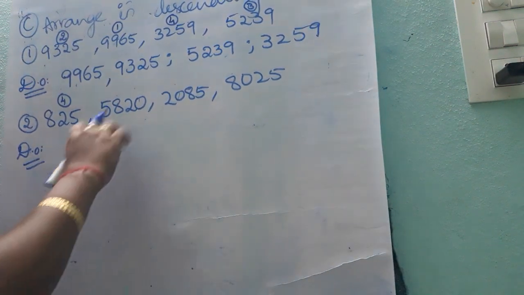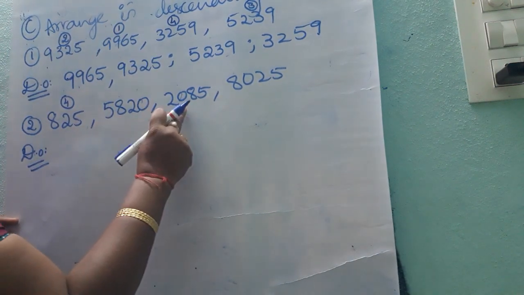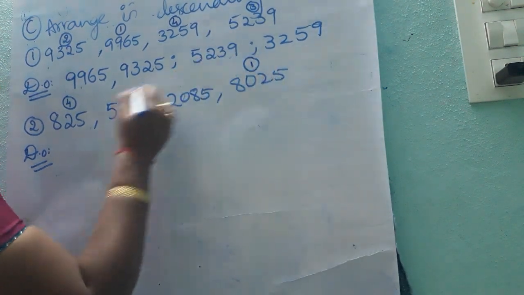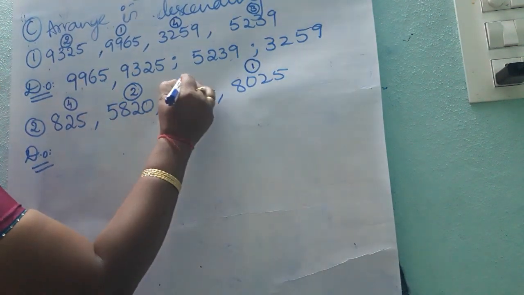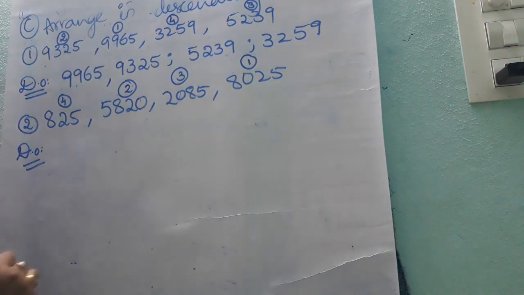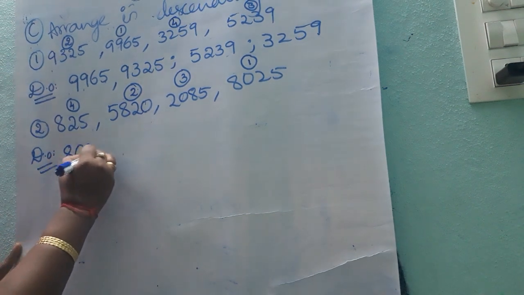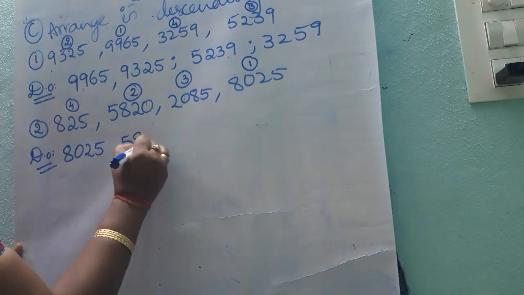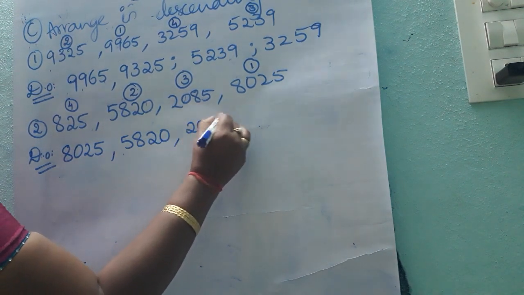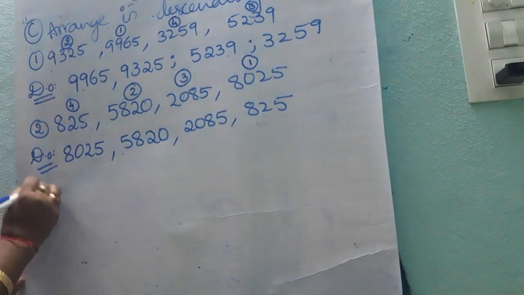Next. See this. All are 4 digits only. 5,000, 2,000, 8,000. Which is bigger? 8,000. Next 5,000. Next 2,000. Now you arrange them in order. 8,025, 5,820, 2,085, 825. Third one.